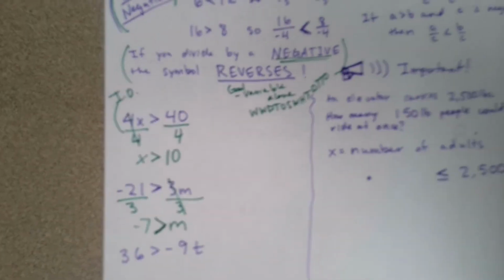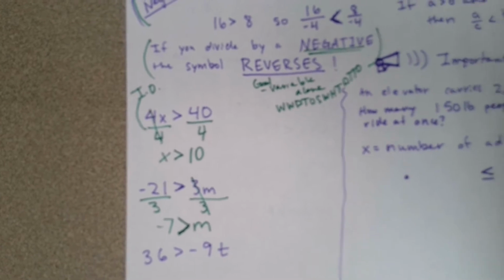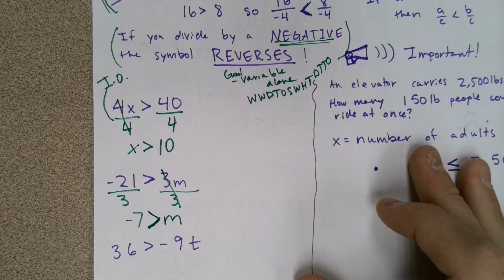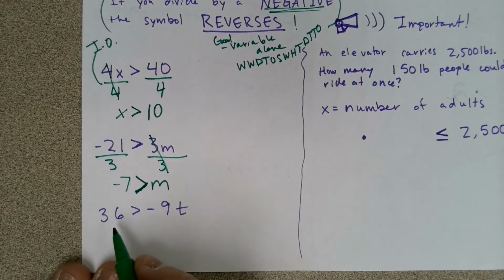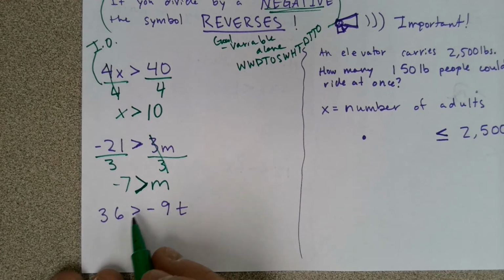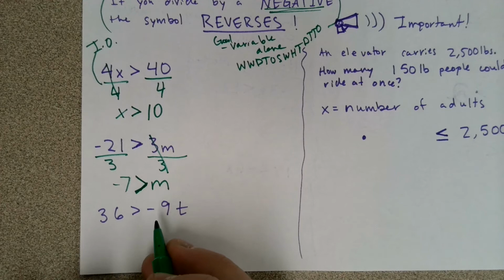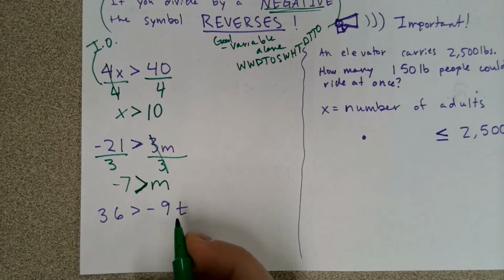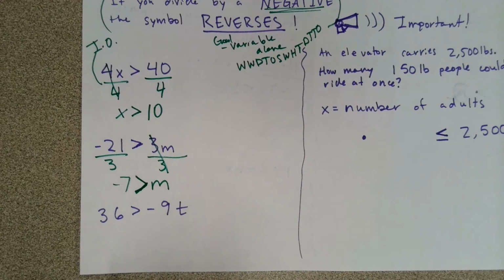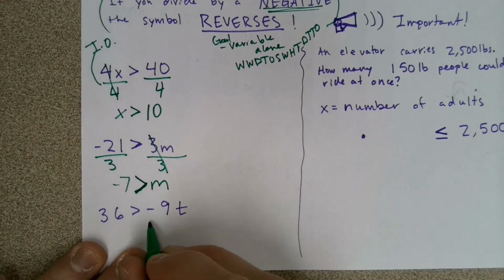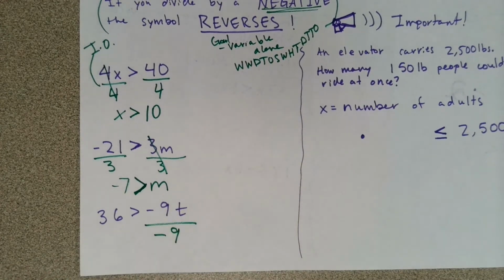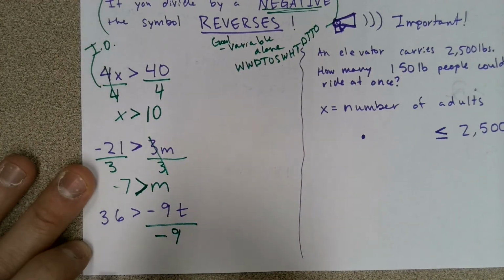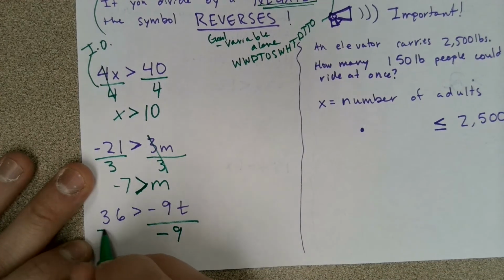All right, it's the moment of truth, the moment you've all been waiting for. Our chance to practice what we're learning. Here we go. We got 36 is greater than, that's not an L, goes the opposite way, greater than negative 9 times t. I'm trying to get t by itself. Right now it's negative 9 times t. To do the opposite of that, the inverse operation, we're going to divide by negative 9. Whatever we do to one side, we have to do to the other, just like we've been doing the last 2 weeks.